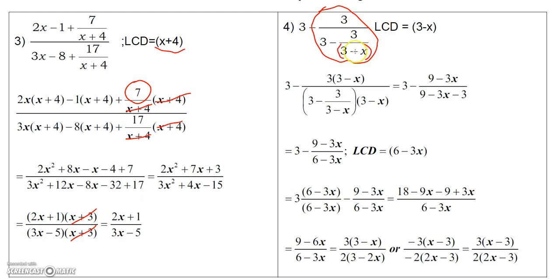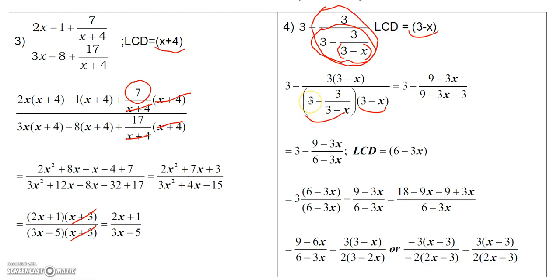So one way to do that, since the lowest common denominator is 3 minus x, I can multiply the numerator, which is 3 times 3 minus x, and then I can multiply the entire denominator, which is 3 minus 3 over 3 minus x. See, here it is again. I'm going to multiply that by 3 minus x. Now this part's easy. 3 times 3 is 9. 3 times minus x is minus 3x.